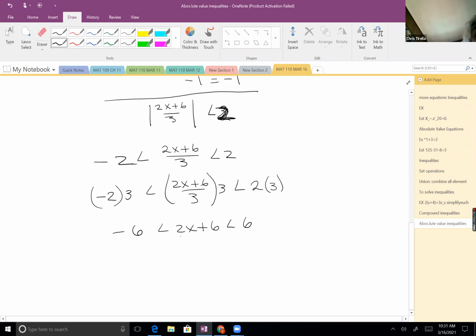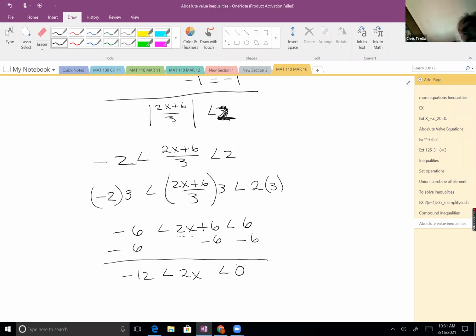Now again, it's a compound inequality. We will now get the x alone in the center. So let's subtract 6. And again, if I subtract it from any part of that compound inequality, I need to subtract it from every part, giving me negative 12 is less than 2x is less than 0. Realize we have to keep that third part of that inequality. We have to keep that less than 0.